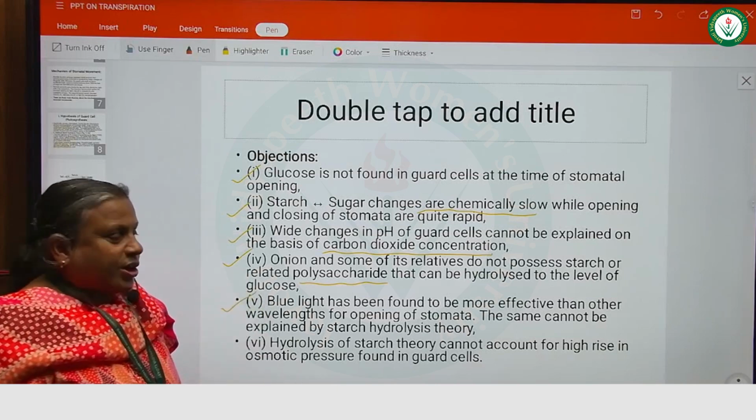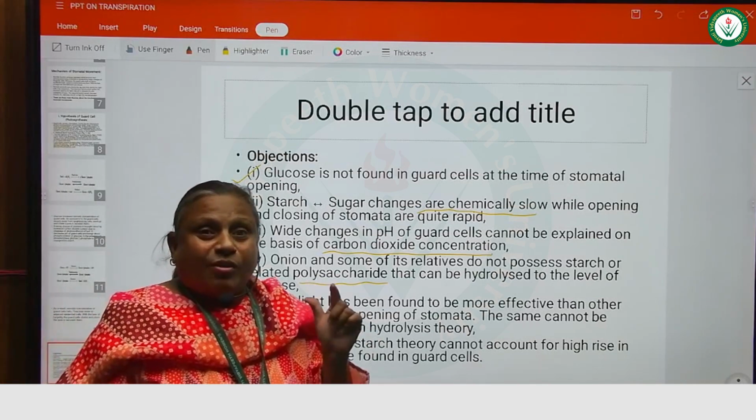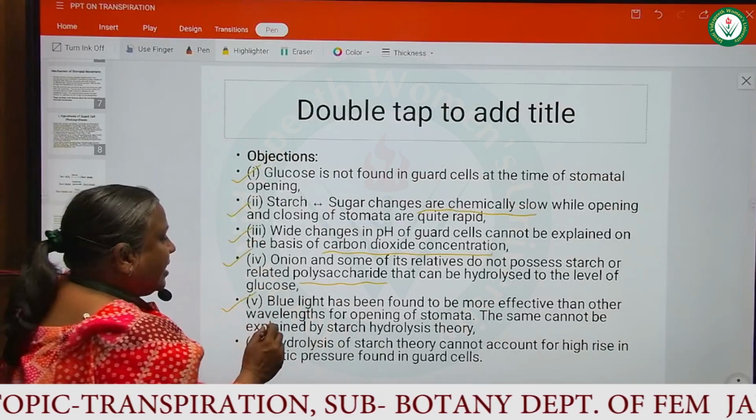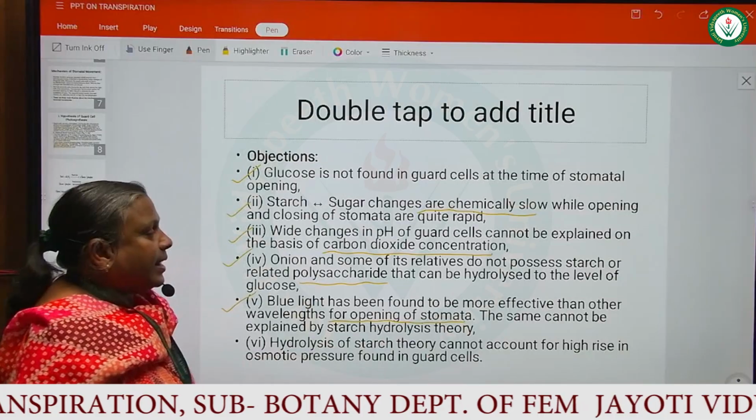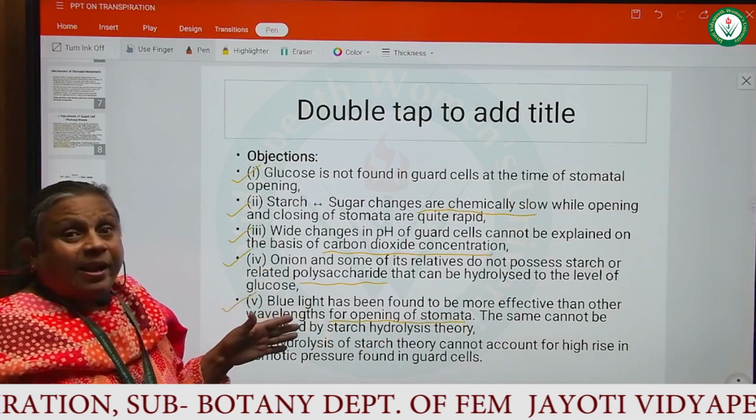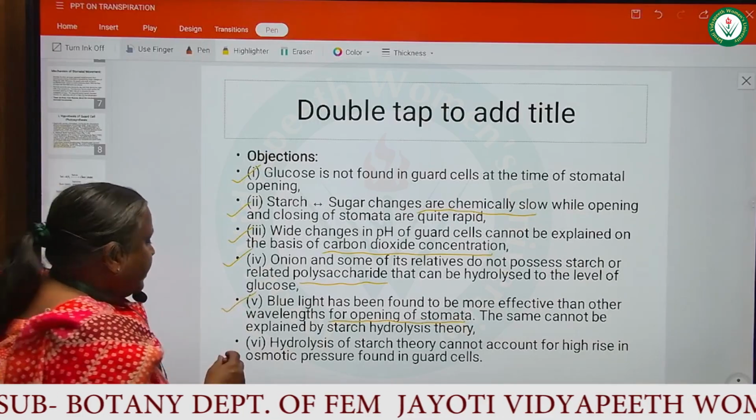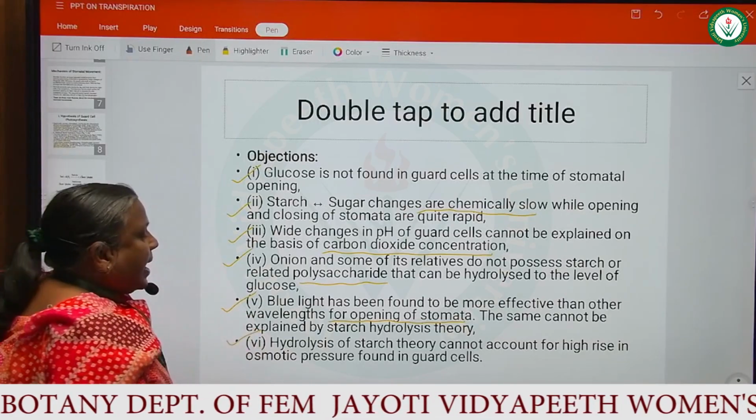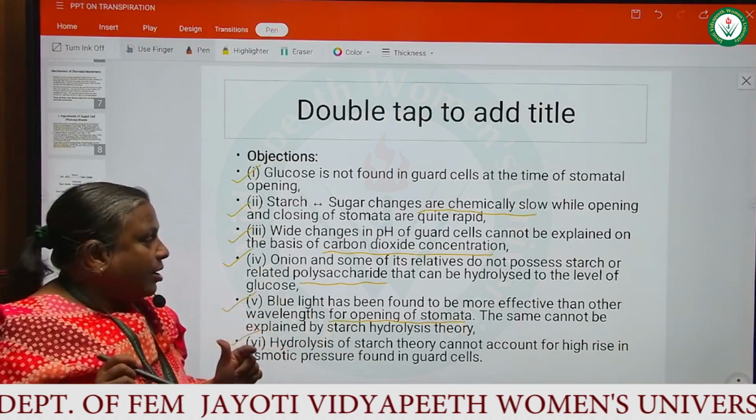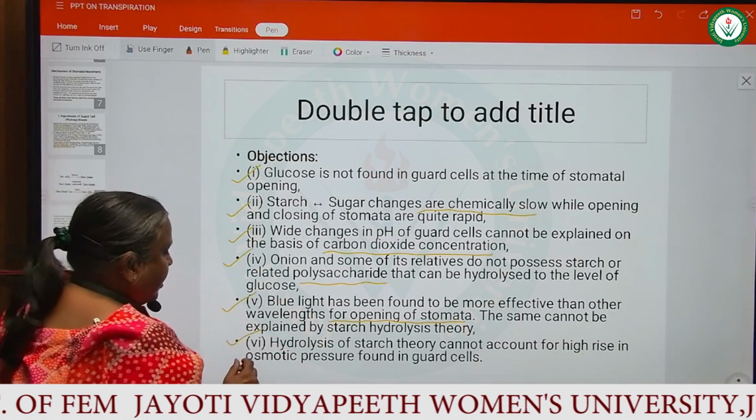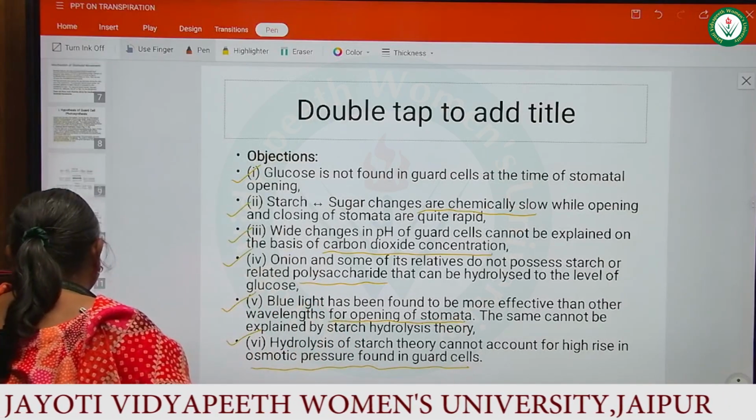Fifth objection, blue light has been found to be more effective than any other wavelength for the opening of stomata. The same cannot be explained by the starch hydrolysis theory. Sixth objection, the hydrolysis of starch theory cannot account for the high rise in osmotic pressure found in the guard cells.